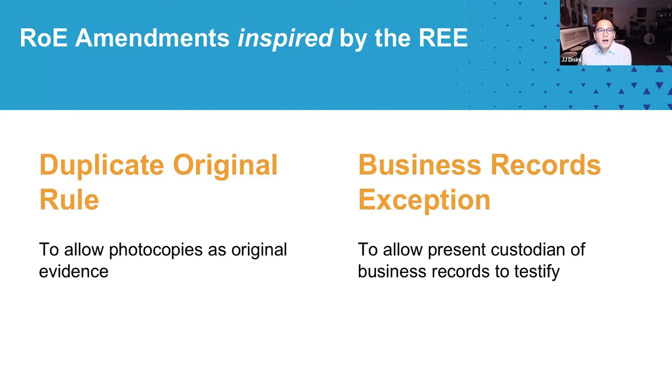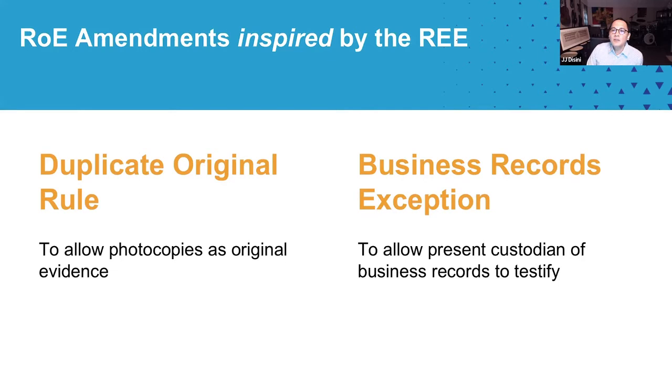Okay, so two of the amendments were inspired by the rules on electronic evidence. I use the word inspire because our incorporation in the rules on electronic evidence was actually a copy itself. We copied the provisions from the federal rules on evidence 20 years ago, and it was now that those provisions were carried over to the new rules on evidence, and that's the duplicate original rule. Essentially, this is a rule that allows photocopies as original evidence, right? And only in circumstances where it would be inequitable.